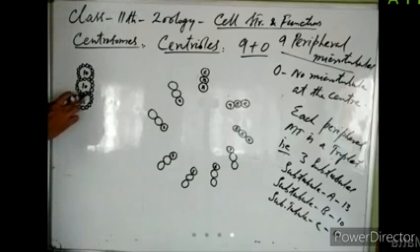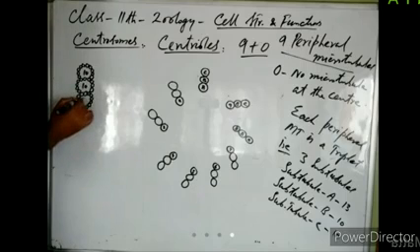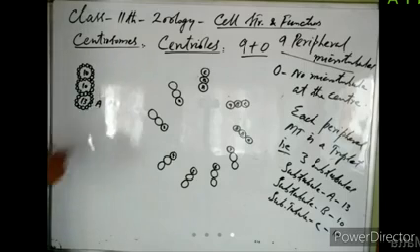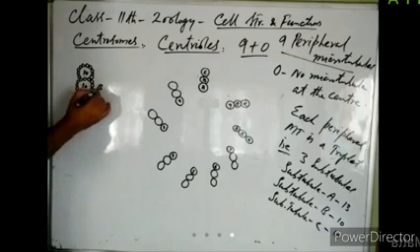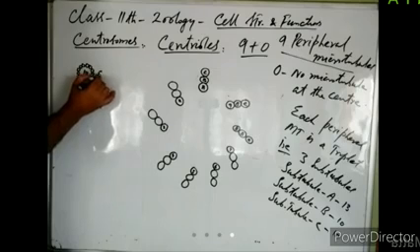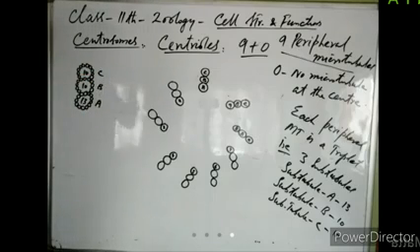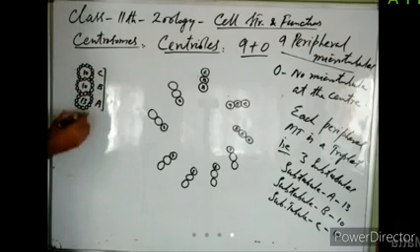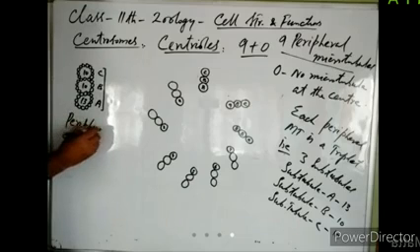So in subtubule A, there are 13 protofilaments. In subtubule B, there are 10 protofilaments. In subtubule C, there are also 10 protofilaments, right? So these three subtubules together form a peripheral microtubule.